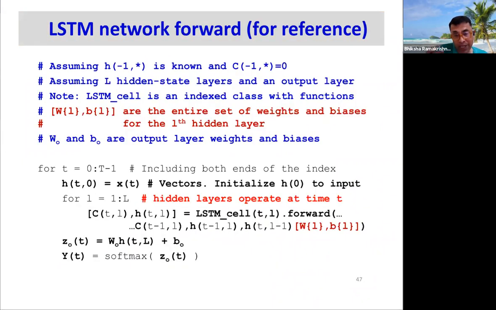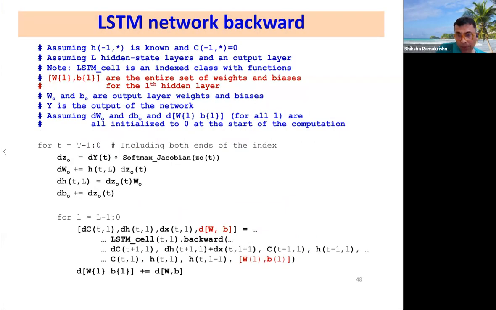Now we can use it for the entire network. Here's the forward code again. We go through time, we go through layers, and at each time within each layer, we compute the LSTM cell. Finally, we compute the output. So going backwards, we start at the final time and wind down all the way to zero. So the time goes backwards as expected. At each time, we assume that we have the derivative of the divergence with respect to the output at that time. So this is dYt.